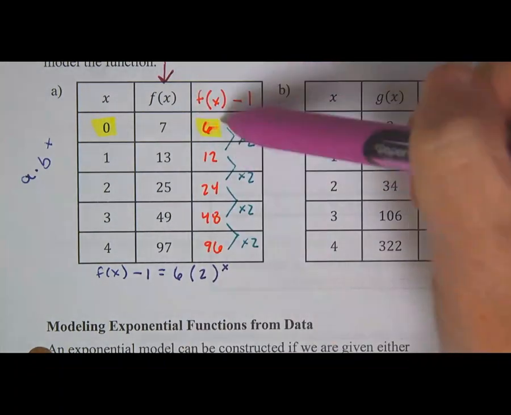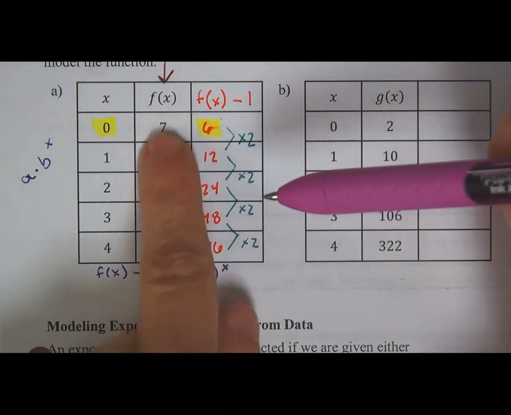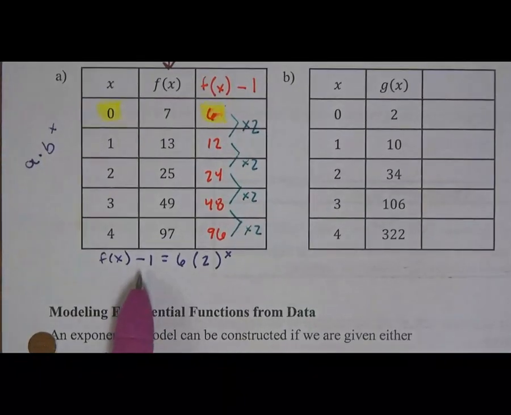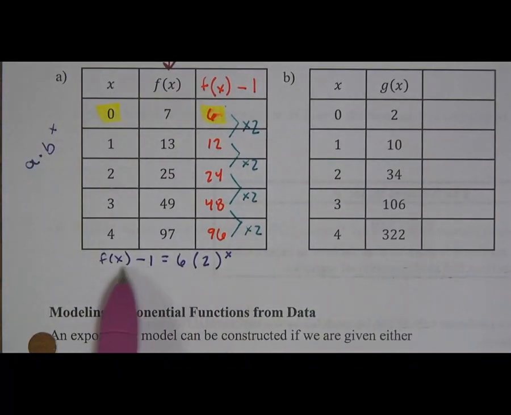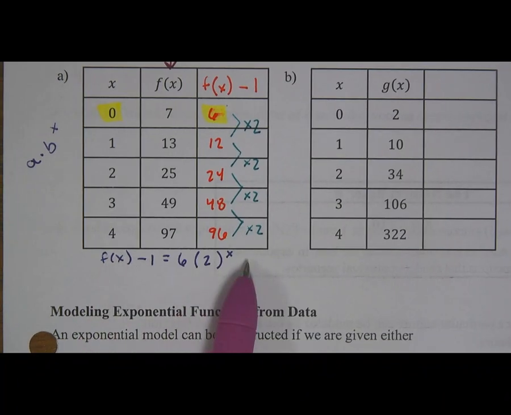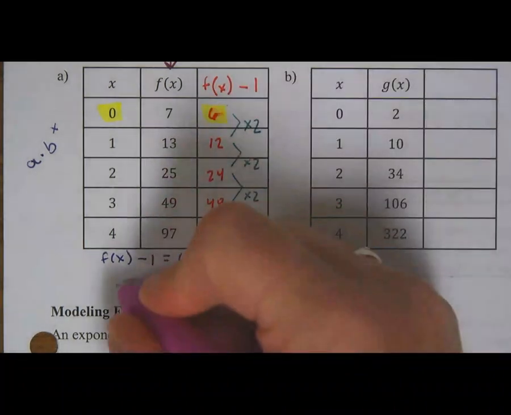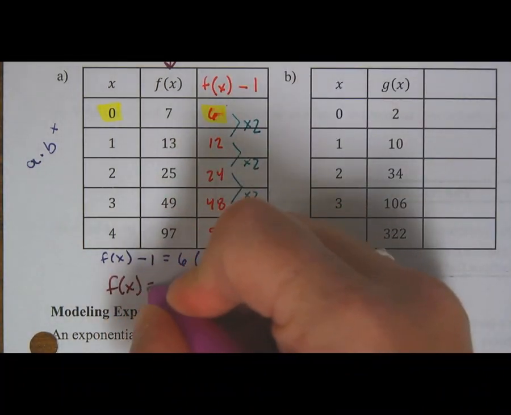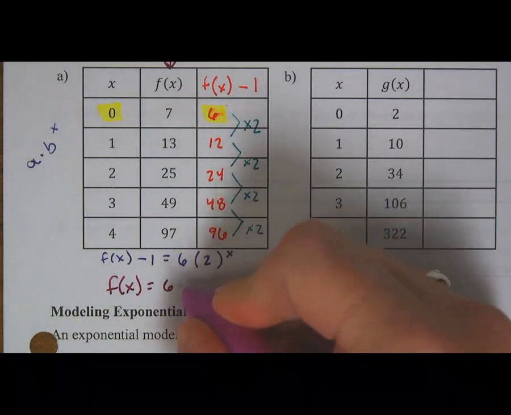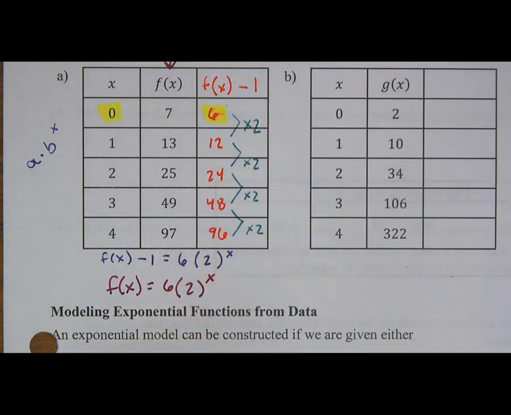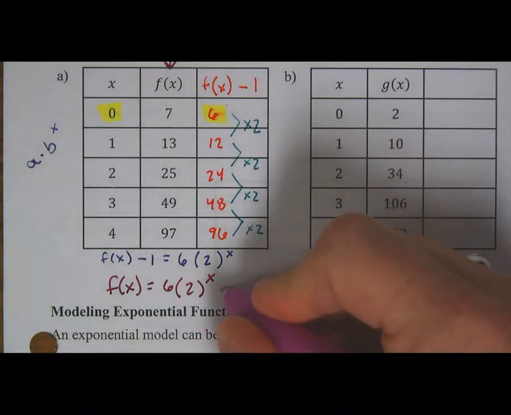So I'm using this to kind of work backwards to get this function. We'll use a little bit of algebra. What's the only thing I need to do in this equation to get f of x by itself? Add 1 to the other side. So f of x's function model is 6 times 2 to the x power plus 1.